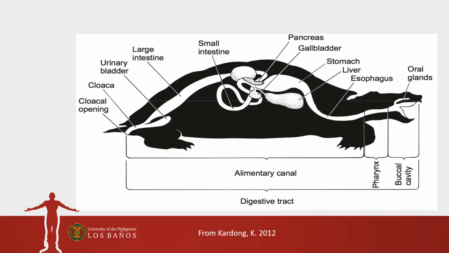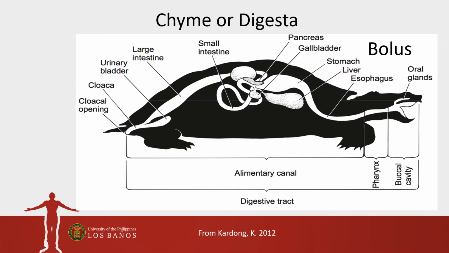The digestive tract includes the buccal cavity or mouth, pharynx, and alimentary canal. A lump of food in the mouth is termed a bolus. As it goes down the alimentary canal, consisting of the esophagus, stomach, and intestines, mechanical and chemical digestion will turn the bolus into a pulpy mass of fluid termed chyme or digesta.